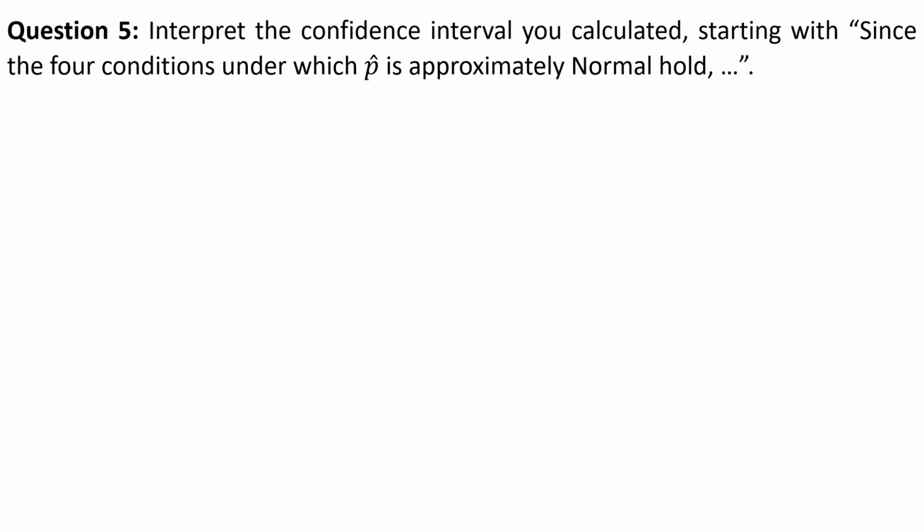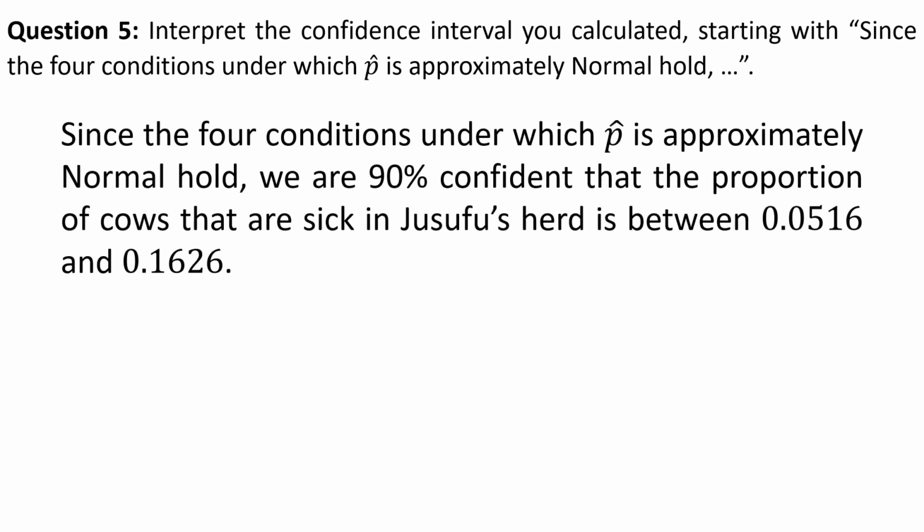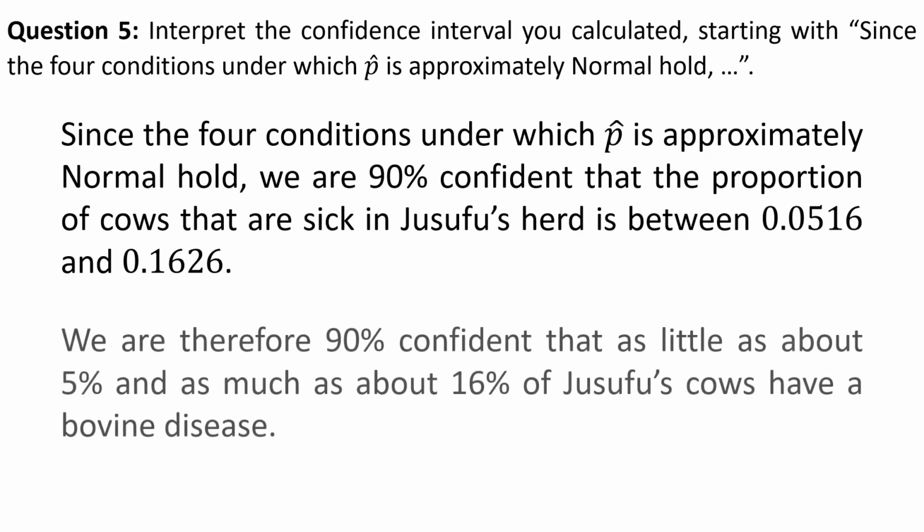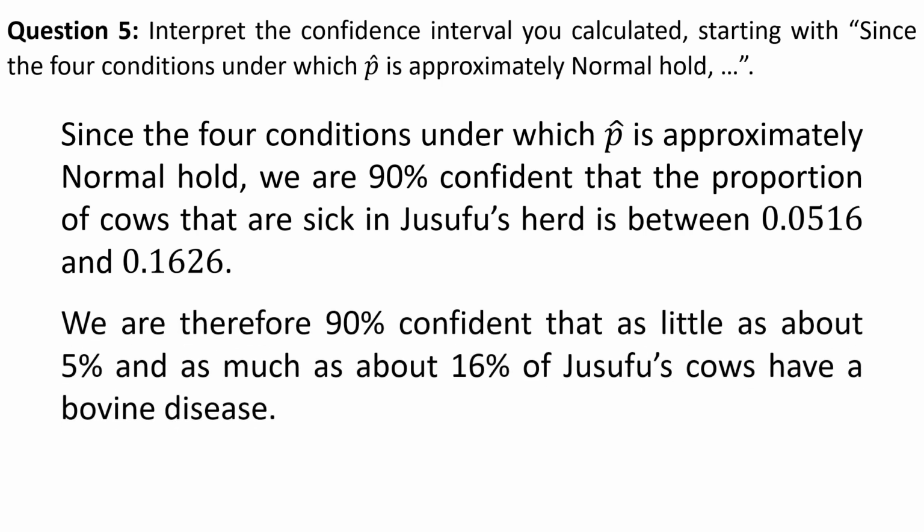Question 5 is to interpret the confidence interval that we calculated. And so we just say, since the 4 conditions under which p-hat is approximately normal hold, we are 90% confident that the proportion of cows that are sick in Jusufu's herd is between 0.0516 and 0.1626. We might go on to say that we are 90% confident that as little as about 5% and as much as about 16% of Jusufu's cows have a bovine disease.